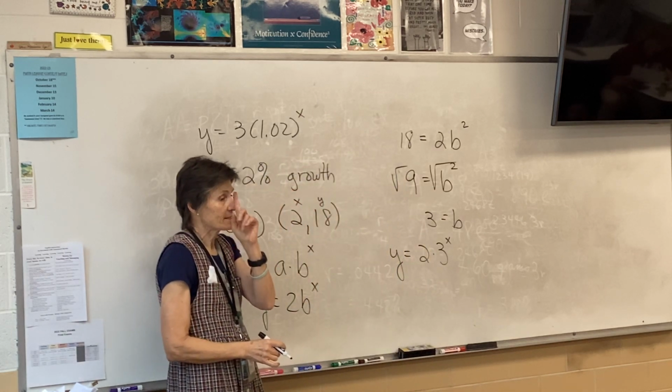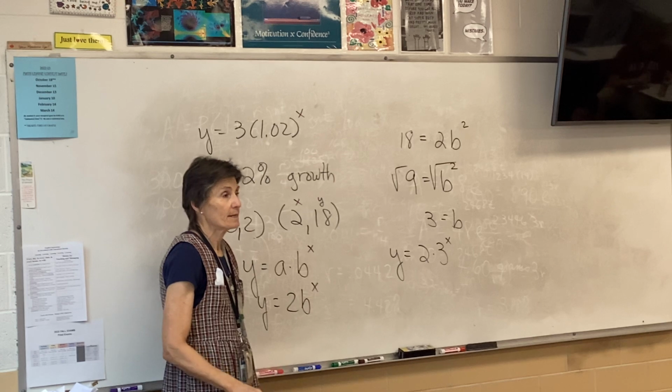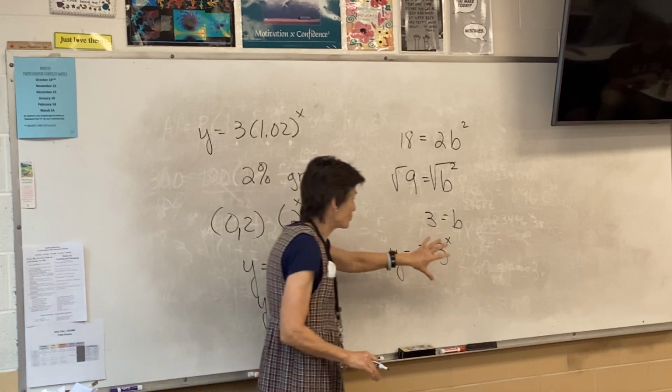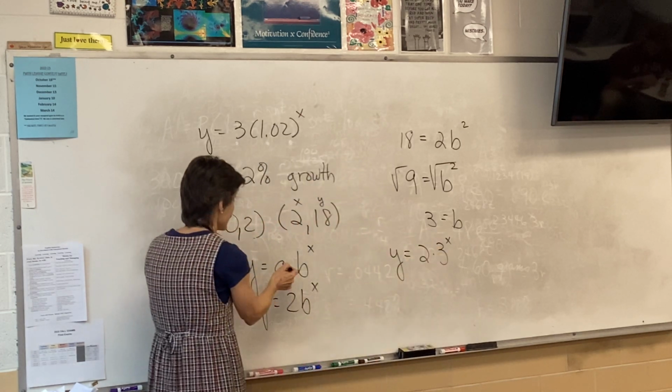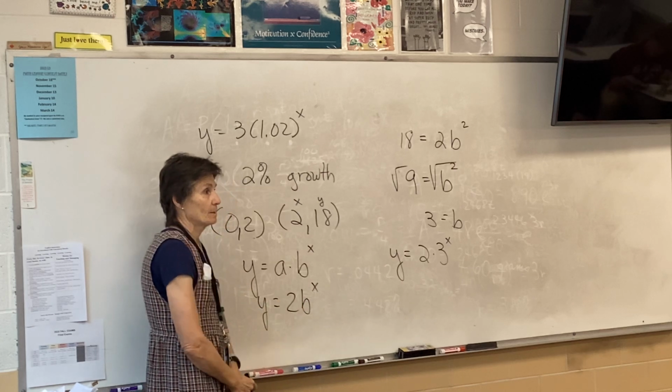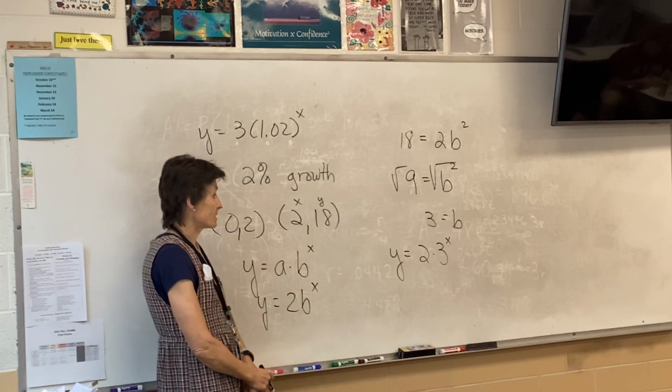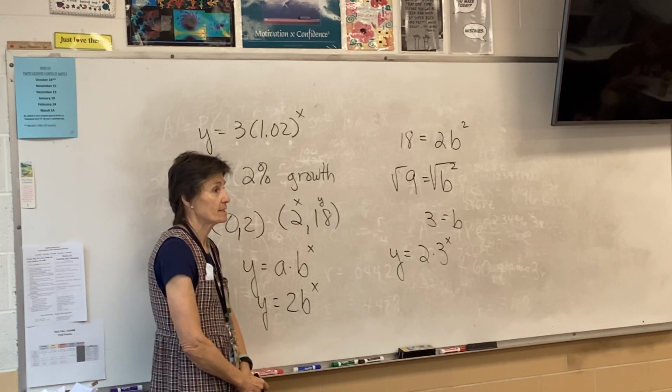Are you gonna make that 6 to the x? Never! These are two separate numbers. Look, it's an A and a B. We leave them as two separate numbers. 2 times 3 to the x.